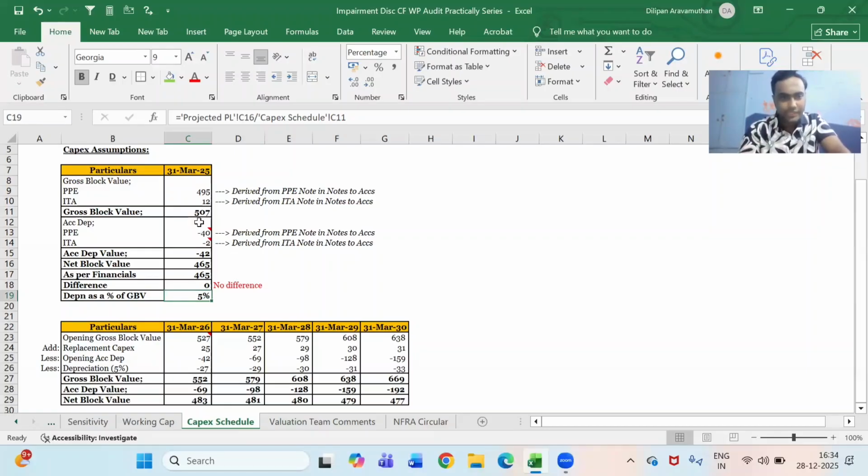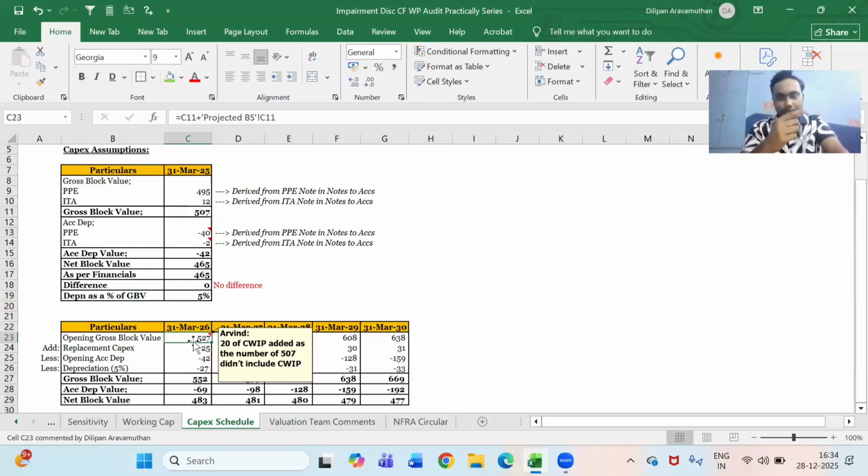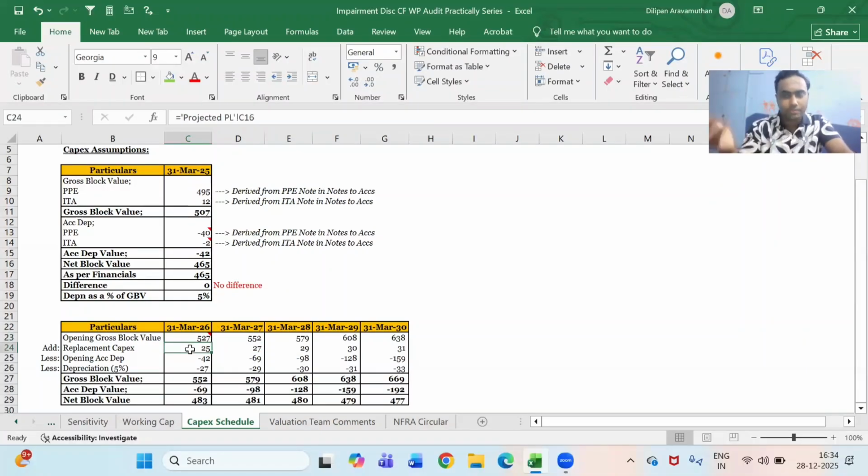That is why here we have taken only 507, but here we are adding the 20, because CWIP of the previous year, we are presuming that it will get capitalized in the subsequent year. That is the first year of projection in our case. That is what I'm saying. 20 of CWIP added, as the number of 507 did not include CWIP. Replacement capex would equal the previous year depreciation.